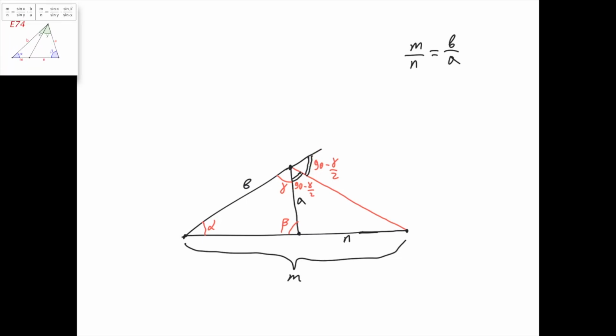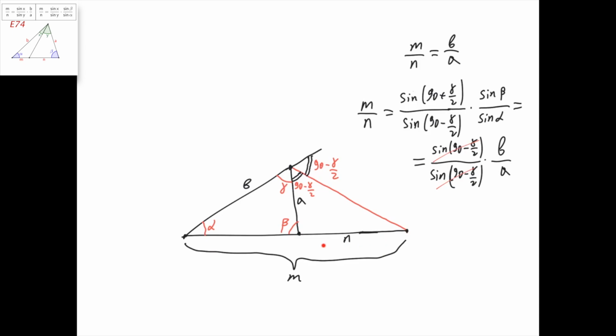And so we can apply the law of sines for this triangle and this triangle. And then we get M divided by N equals the sine of this angle divided by the sine of this angle. So sine of 90 plus gamma over 2 divided by sine of 90 minus gamma over 2, which is here, times the sine of this angle divided by the sine of this angle. So sine of beta divided by sine of alpha.